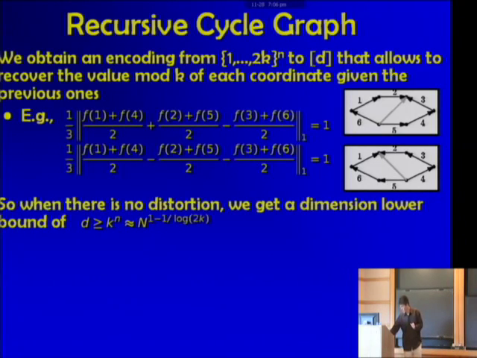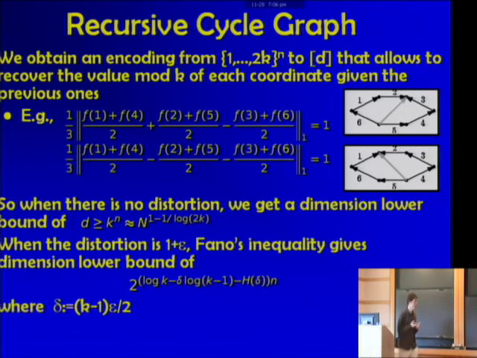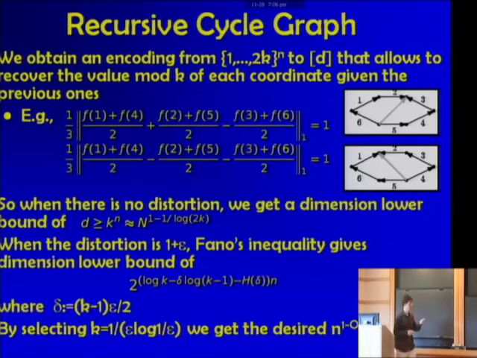Okay? I won't show you the exact calculation, but it turns out that when distortion is 1 plus epsilon, if you do it carefully and plug it into Fano's inequality, and you need to observe how to go from this to a good reconstruction of the bit, but it's not too difficult, you get a dimension bound of this form, which is exactly the kind of expression we wanted. You just have to plug in an optimized choice of k, the length of the cycles, and you get exactly n to the 1 minus 1 over log 1 over epsilon, which is the same expression that showed up in the work by Andoni et al. So we really recover the same kind of lower bound.